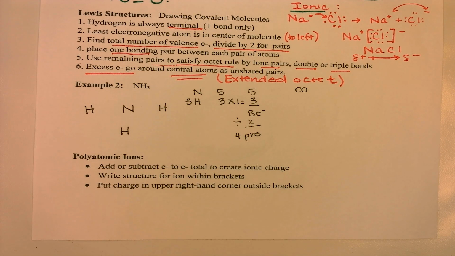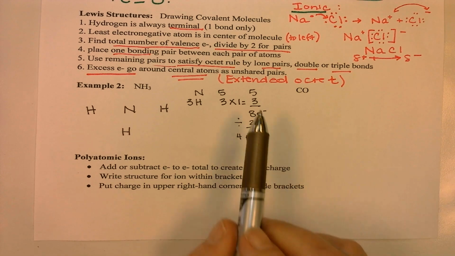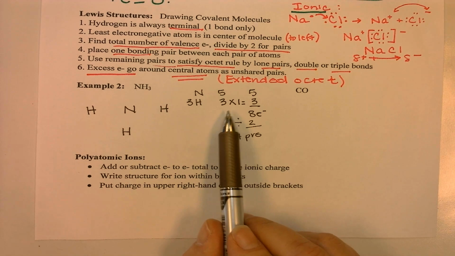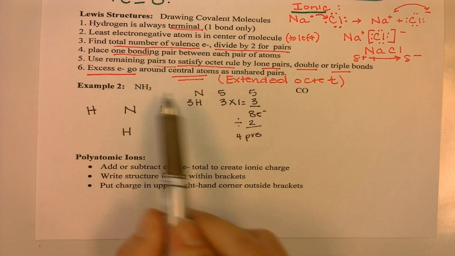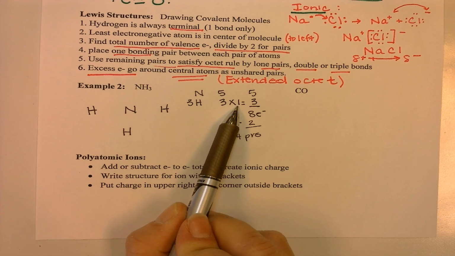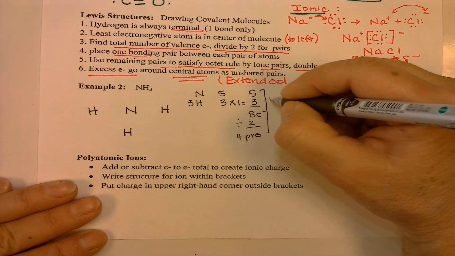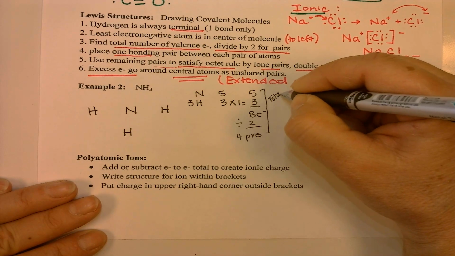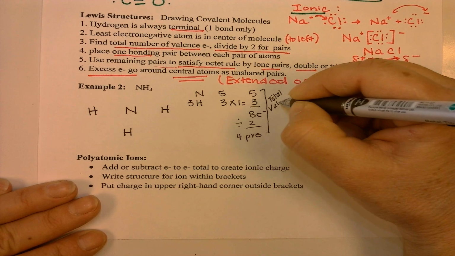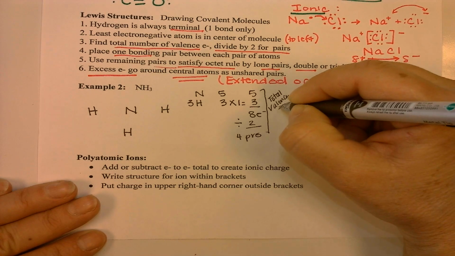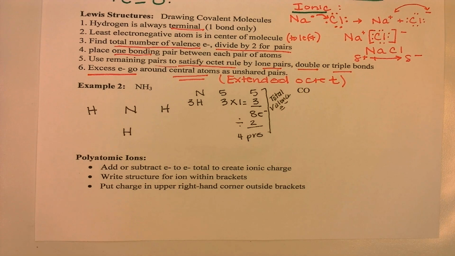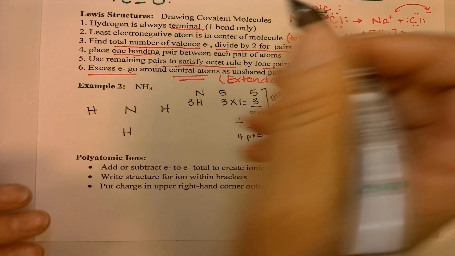Izzy, you have a question? Yeah, where'd you get the 3 from? So the 3 is for hydrogen. There's 3 hydrogens, and they each have 1. So this here, I'm working with total valence electrons. I'm adding them all up. I'm throwing them in a pot. Throw them all in the pot. Now we're going to divvy them out.